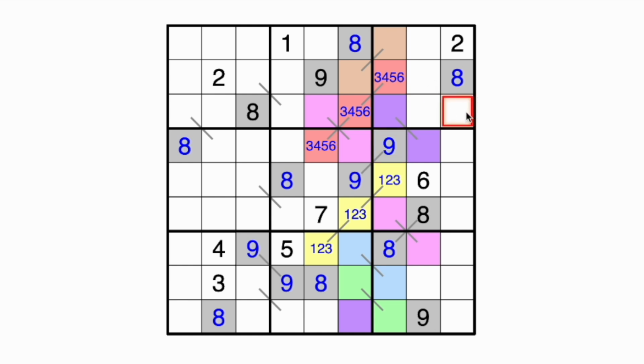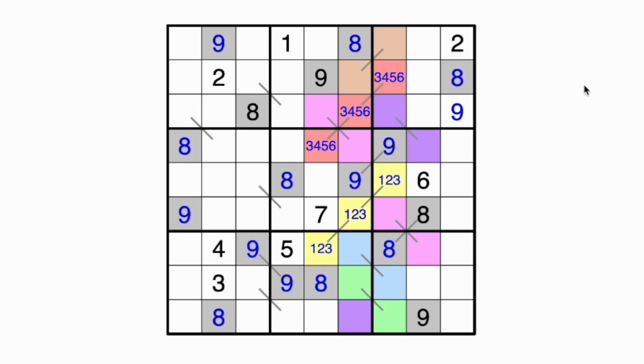There's a 9 that goes here because of those two columns. There's a 9 that goes in one of those two cells. There's a 9 that goes in one of those two cells, but not this one because of the diagonal. Lovely. Okay, so let's mark those, and gray those out. Okay, 1, 2, 3, 4, 5, 6, 7, 8, 9. We've done all the 9s, we've done all the 8s.